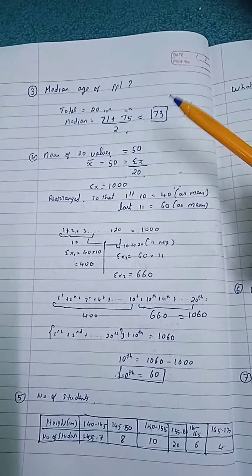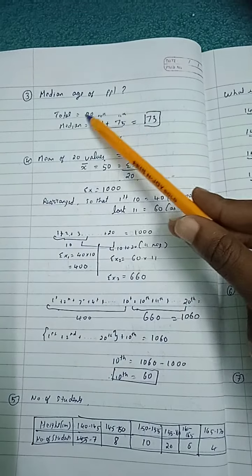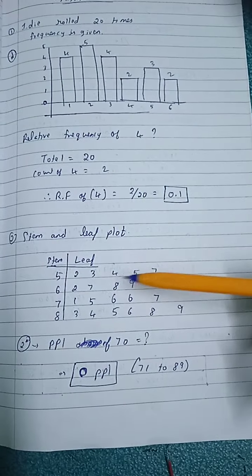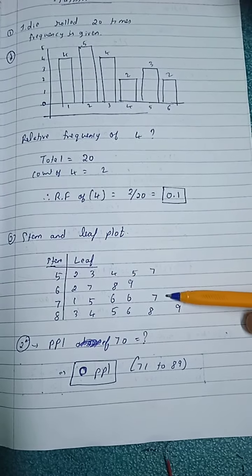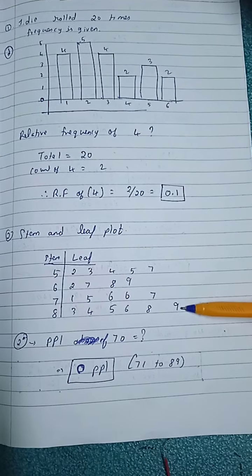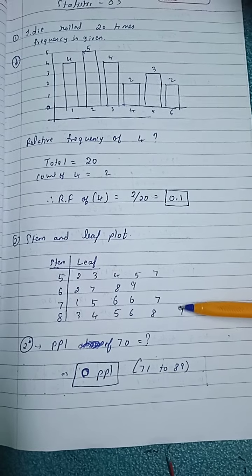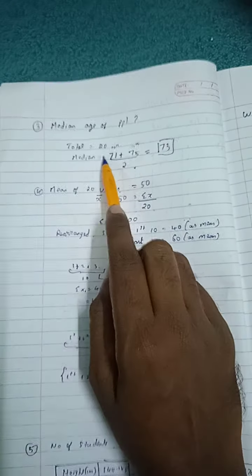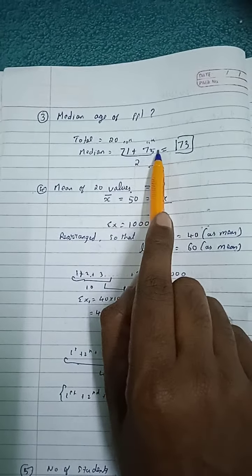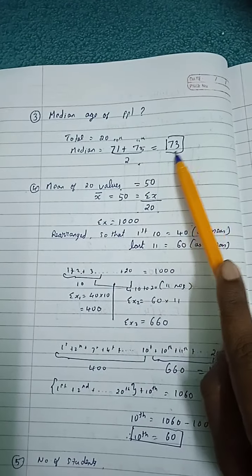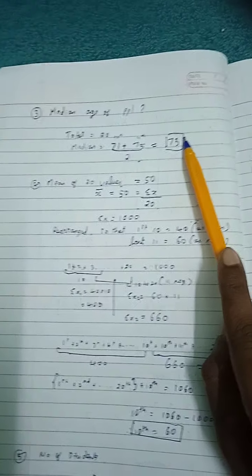We are asked for the median age of the people, right? If you look at this, how many are there? 5 plus 4 equals 9, 14, 20. 20 data points are there and we are asked for the median. So there are 20, and this is the 10th value, 71, and this is the 11th value, 75. So 71 plus 75 by 2 is equal to 73. This is the median age of the 20 people.